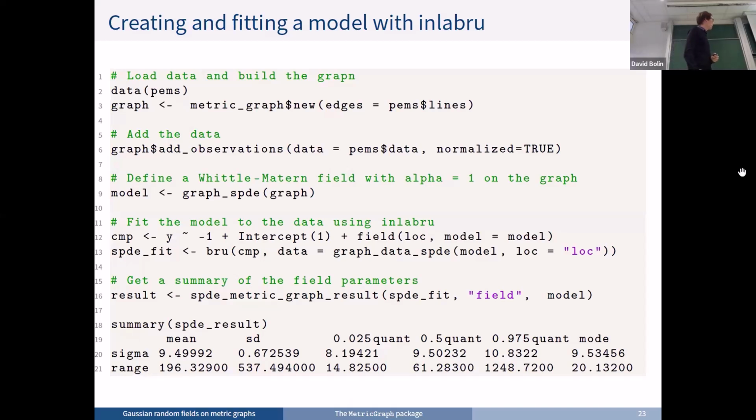So here is actually the entire code for fitting a model to this data using these packages. You start by defining the graph. You add observations to it. You define this Whittle-Matern model. In this case, we fix the smoothness parameter to 1. And then we fit it using, in this case, InlaBRU. We extract the results. And here are the estimates then of essentially the standard deviation and the practical correlation range of this process.